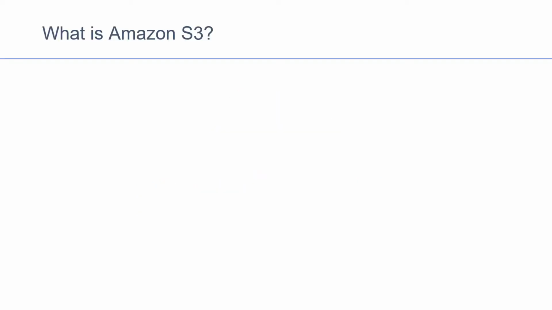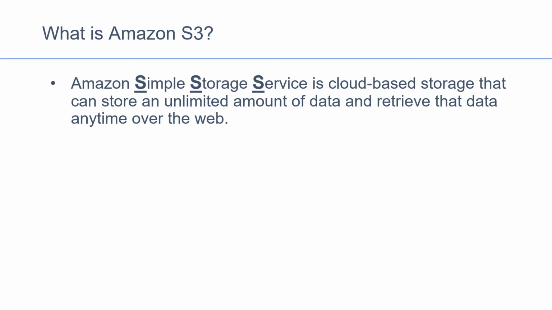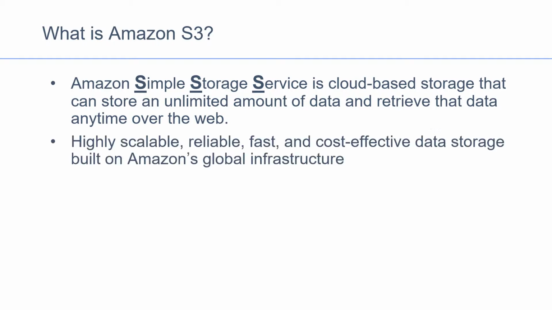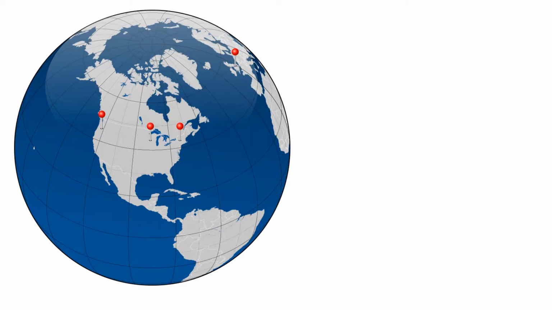So what exactly is Amazon S3? Well, by now you've probably figured out that it's a cloud storage service. So the actual formal definition of Amazon S3 is this. Amazon Simple Storage Service is cloud-based storage that can store an unlimited amount of data and retrieve that data anytime over the web. It's highly scalable, reliable, fast, and cost-effective data storage built on Amazon's global infrastructure.